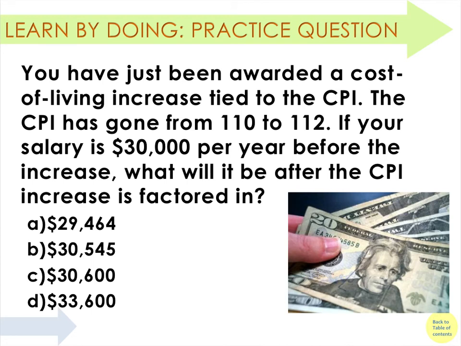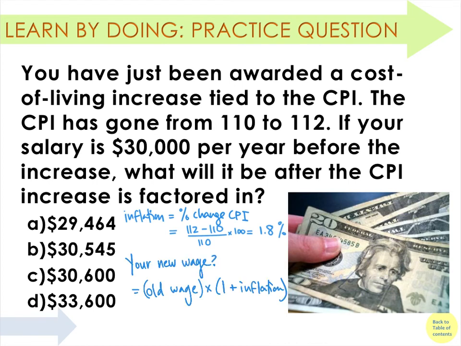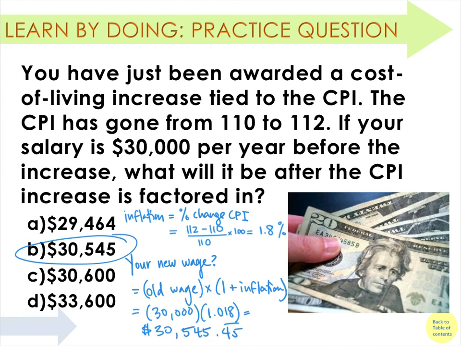And here comes the solution. First, we need to figure out what the inflation rate has been. To get that, we need the percent change in the CPI. And that means the percent change in CPI, or inflation rate, is 1.8%. So your new wage is simply your old wage plus 1.8%. An easy way to do it is take your old wage and multiply it by 1 plus 1.8%. And doing that gives you B, 30,545.